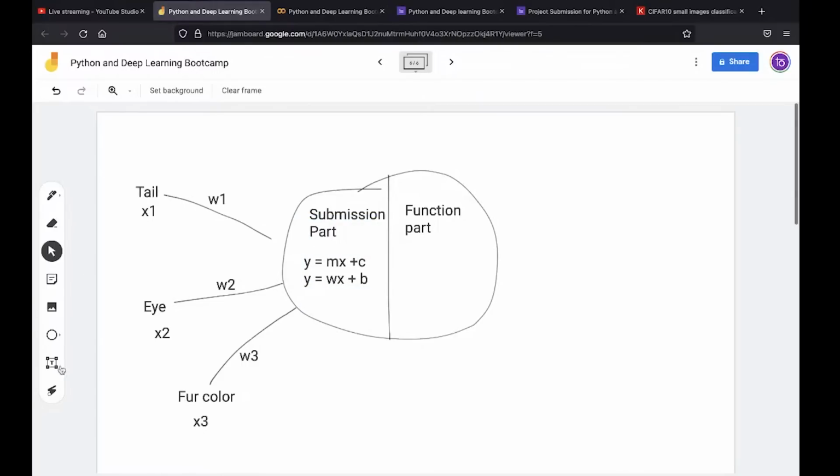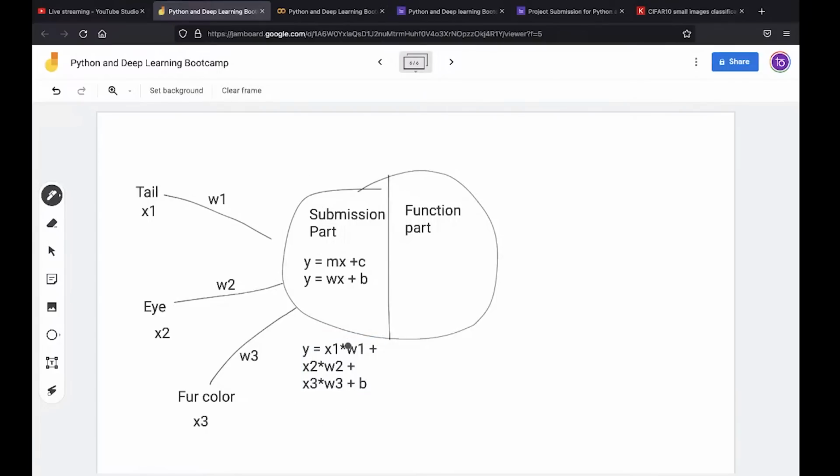So the entire formula is going to become y is equal to, first feature is x1 and then the weight. So it will be x1 into weight 1, then again x2 into weight 2, then again x3 into weight 3, and then at last you are going to add a bias. So you will be calculating y from the summation part.